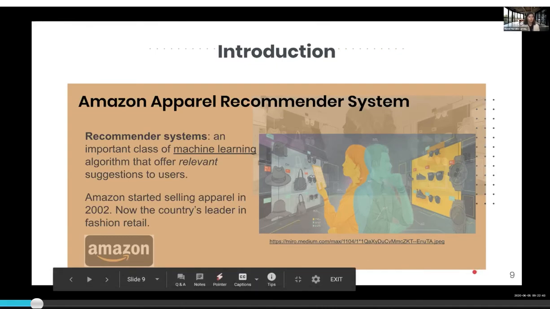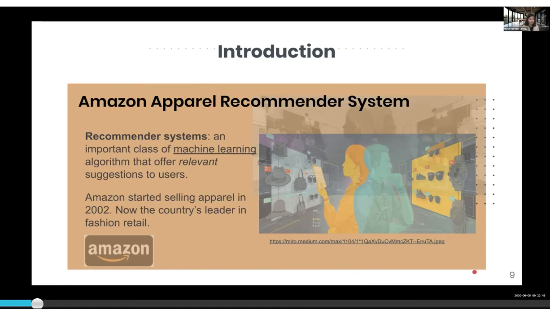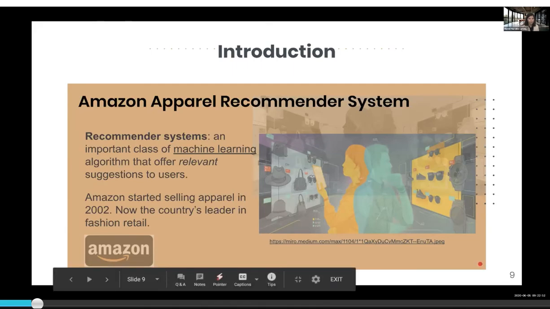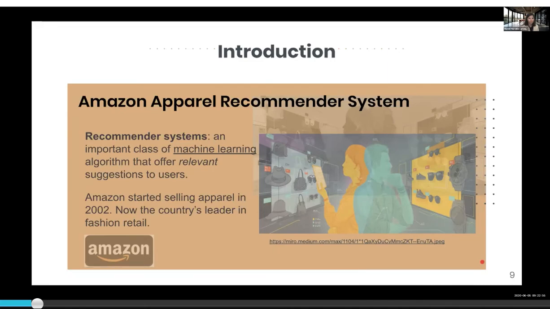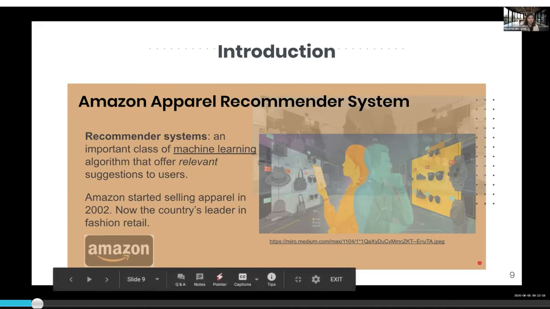So how did they do it? Well, as we know, Amazon is set up as a data company. We've used AWS, so we know that they're the leader in collecting, storing, processing, and analyzing data. And they have definitely used this to their advantage.